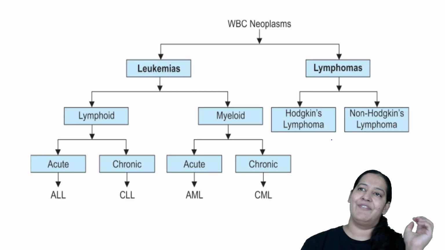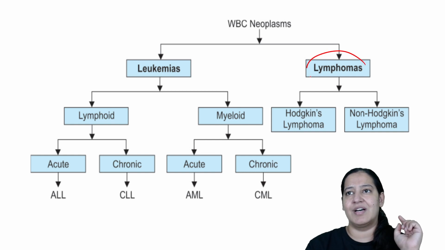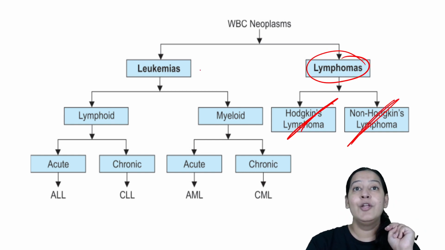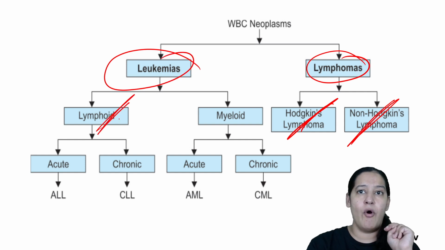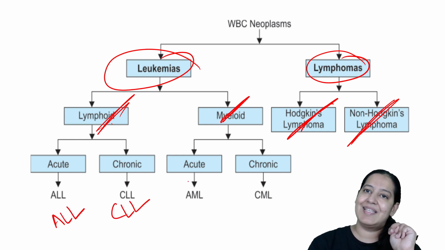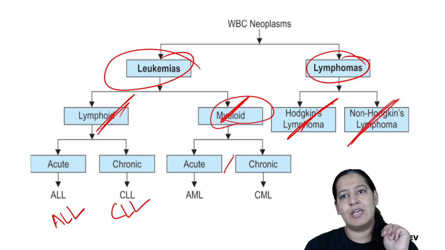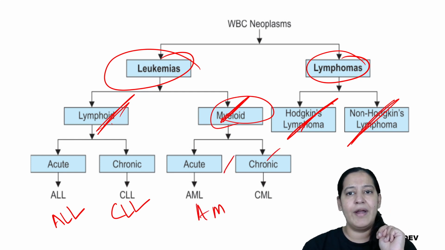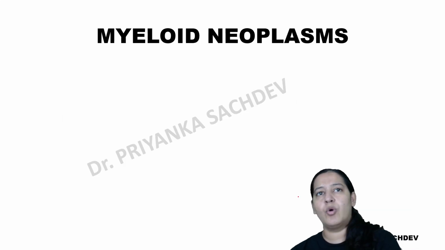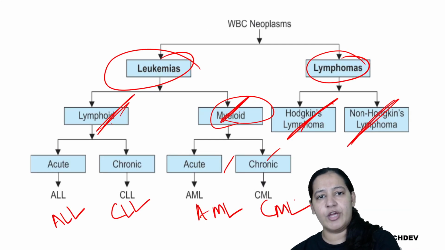Let me come to the classification. Let me talk about lymphomas first. Lymphomas are of two types: Hodgkin's lymphoma and non-Hodgkin's lymphoma. Leukemias are also of two types: lymphoid and myeloid. Lymphoid is of two types, acute and chronic: acute lymphoid leukemia, ALL, and chronic lymphoid leukemia, CLL. Myeloid again is of two types, acute and chronic: acute myeloid leukemia, AML, and chronic myeloid leukemia, CML. So a total of 4 types of leukemias are there.